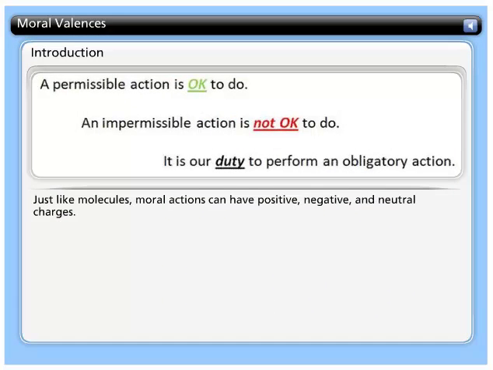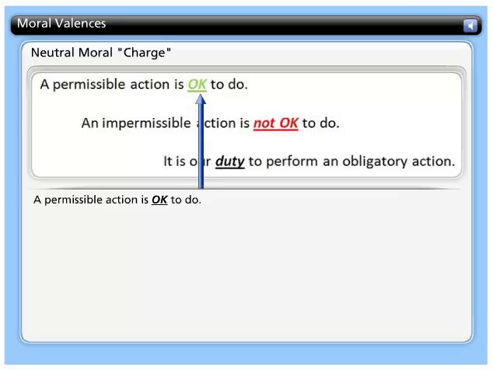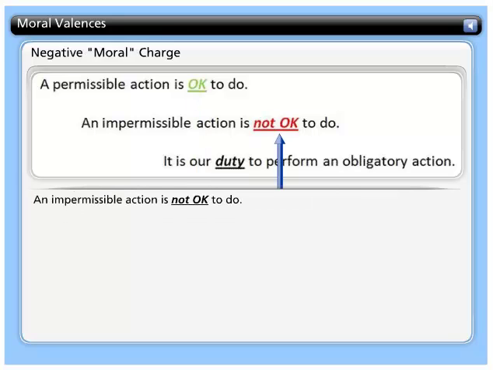Moral valences are like electromagnetic valences. A molecule can have a neutral charge, a positive charge, or a negative charge. And actions can have charges too. An action can be permissible. That means it's okay to do it. An action can be impermissible, meaning that it is not okay to do it.